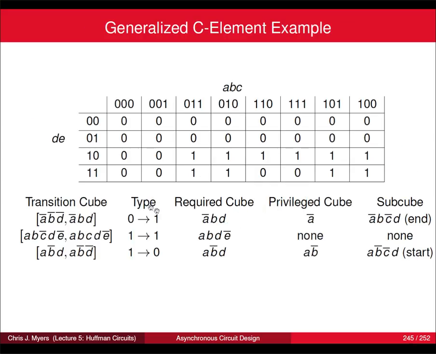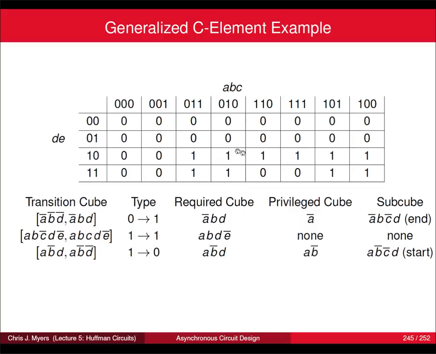So here's an example that illustrates how this works. The first transition cube I'm worrying about is the 0 to 1 transition, and that is 0, 0, 0, A, B, D. So that's this corner, and I'm going from here to here like so. And that's a 0 to 1 transition. The required cube for that is this cube right here, where I'm ending. So that has to be in my onset. The privilege cube is this whole cube, not A. And then the end subcube is that minterm there, 0, 1, 0, 1.